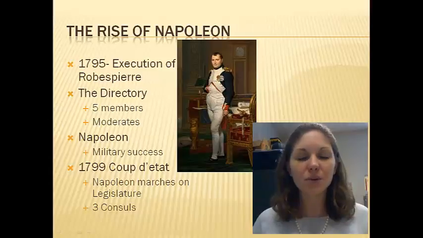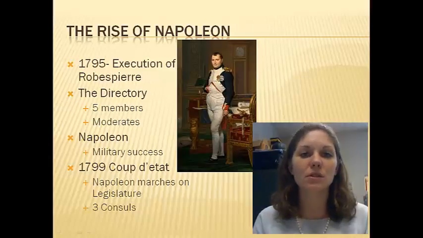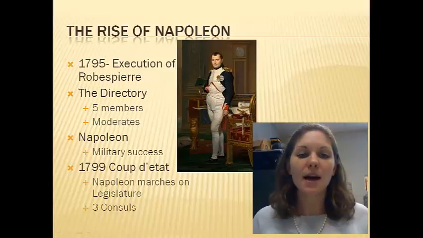They get rid of the Directory, and in its place, they set up a form of government where there are 3 councils. That's essentially like the Directory, 3 people who are going to be the legislative branch. And Napoleon ensures that he is the first council, which means that he has all the power. Looking back now, we can kind of see where Napoleon at this point is even starting to act more like a dictator.